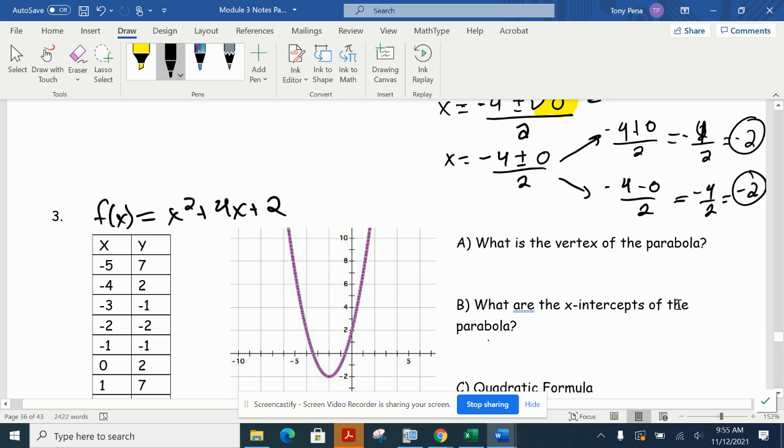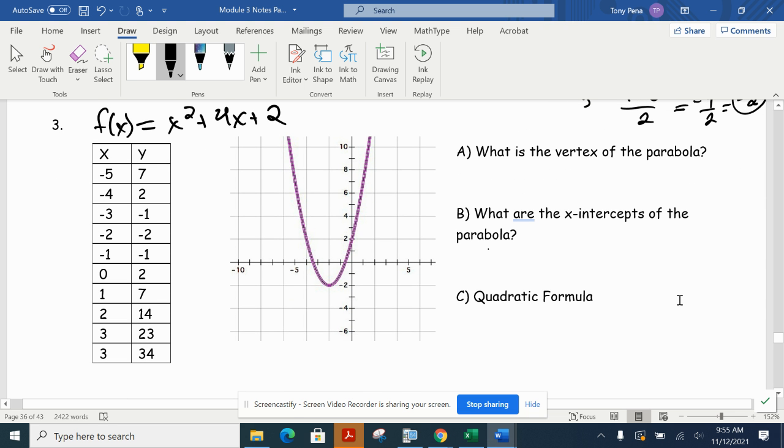All right, 3. A and B. Knock out A and B real quick. Try to. So go to number 3.